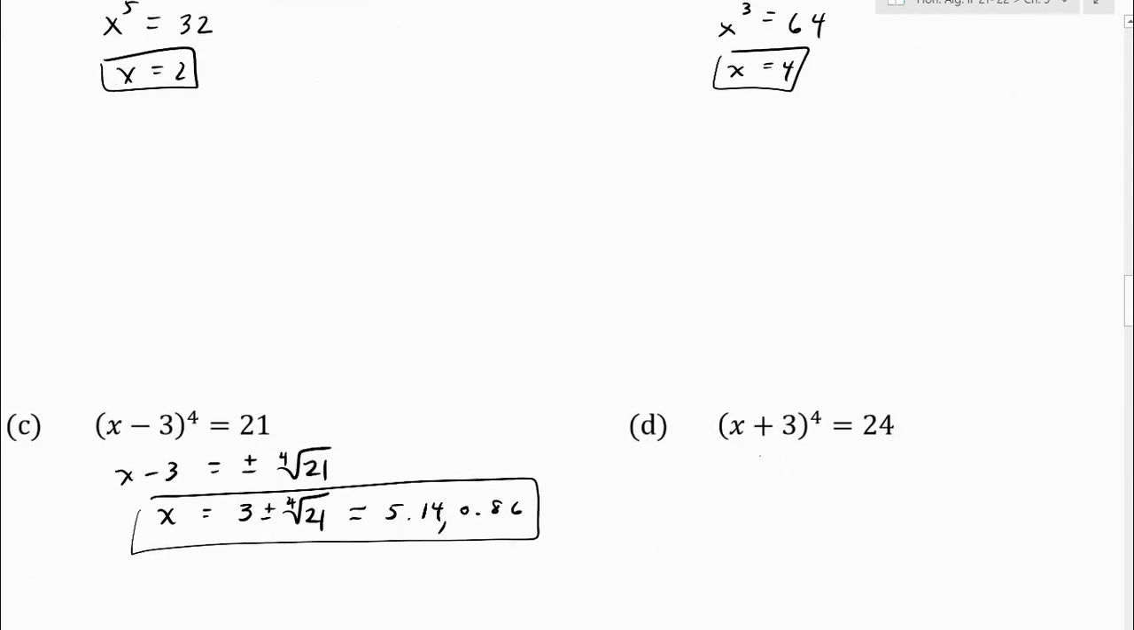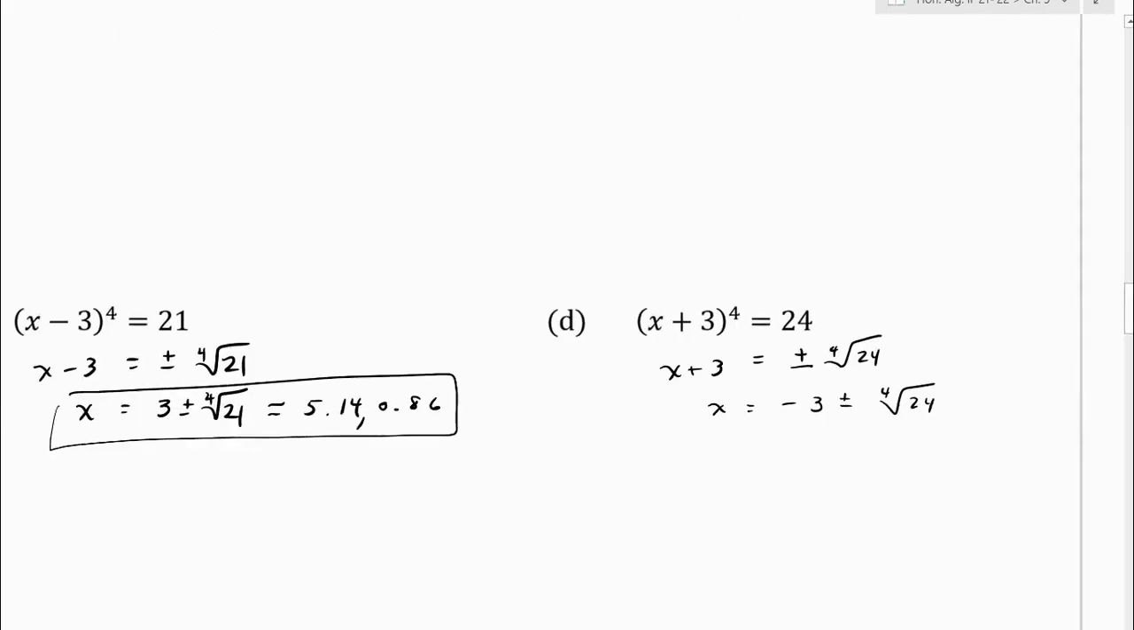Okay. This one, what do I take to the fourth power to get 24? Either positive or negative, whatever the fourth root of 24 is. Principal fourth root. I have a feeling I meant to make C 81. And I typed it wrong. So let's see what that is in decimal. So negative 3 plus the fourth root of 24.